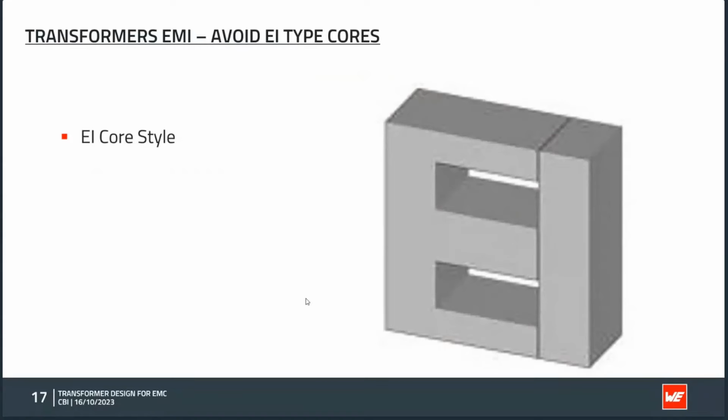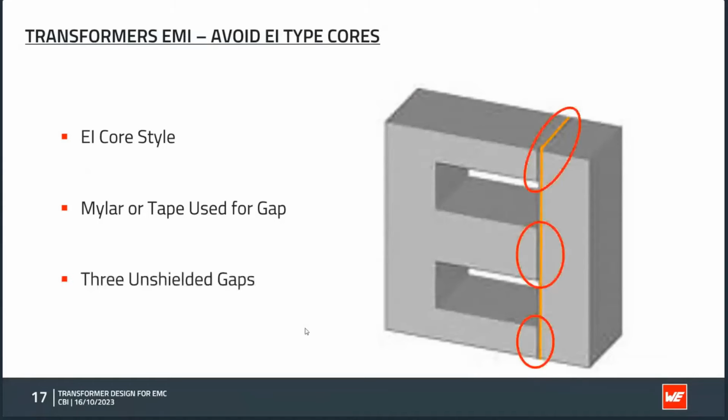Another thing that we try to avoid is the EI core style, where one half of the core looks like an E and the other half looks like an I. This was very common for 50 Hertz power transformers in the past, and people used tape to create a uniform gap on all the core legs. So we had 3 unshielded gaps, and those gaps on the outside, they of course radiate a lot of emission into the air surrounding the transformer.